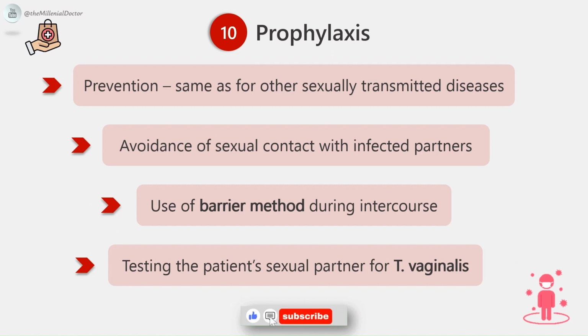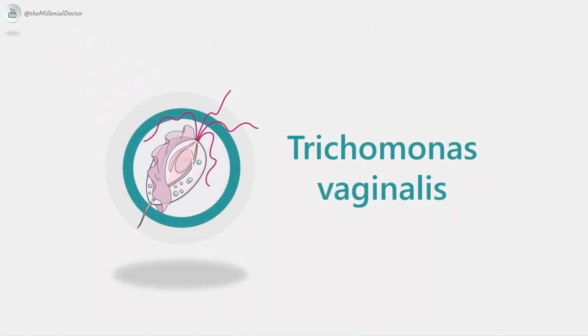Lastly, prophylaxis. Prevention is same as for other sexually transmitted diseases. Avoidance of sexual contact with infected partners and use of barrier method during intercourse prevent the disease. The patient's sexual partner should be tested for Trichomonas vaginalis when necessary. This is all about the parasite Trichomonas vaginalis.